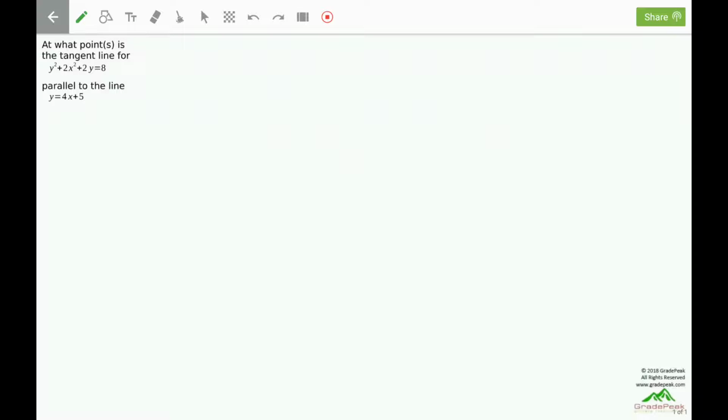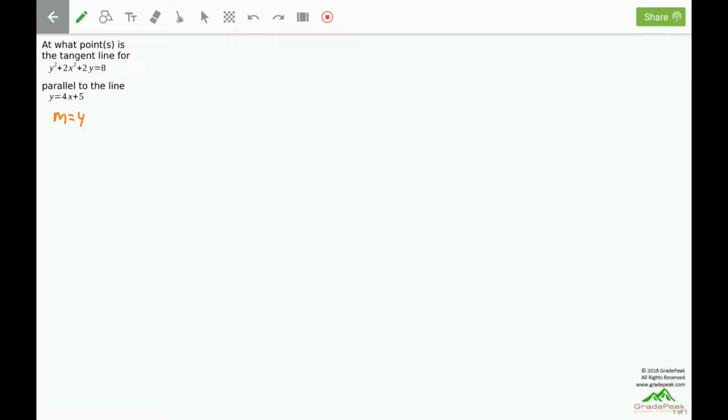At what point or points is the tangent line for y squared plus 2x squared plus 2y equals 8 parallel to the line y equals 4x plus 5? Parallel lines have the same slope. The slope of the line given is the coefficient of x. So the slope is 4.